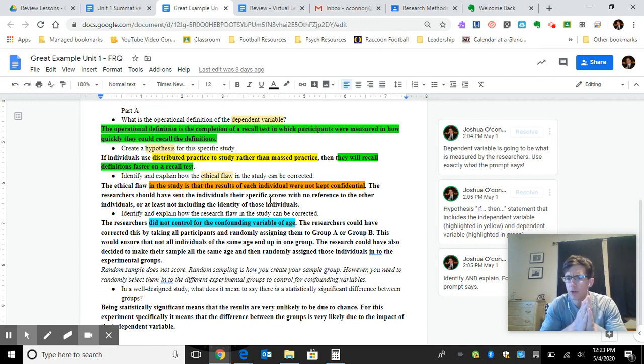Ethical flaw we were pretty good with. The only thing that sometimes got in the way was people didn't explain how you could fix it. So make sure you just put in there how you could fix it easily. You could just say that you need permission. And I think I might have taken some points off for people if they said permission. That was before I went back and double checked the rubric.